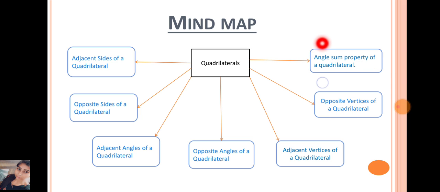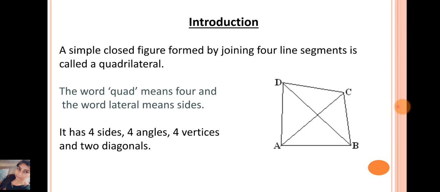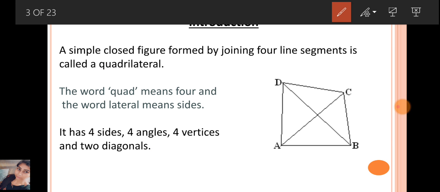And also you are going to study the angle sum property of a quadrilateral. This property you are going to use in many of the sums also. So let us start with the introduction part. Now just see, a quadrilateral means a simple closed figure formed by joining four line segments. So when you have a simple closed figure made from four line segments, then we call that figure a quadrilateral.